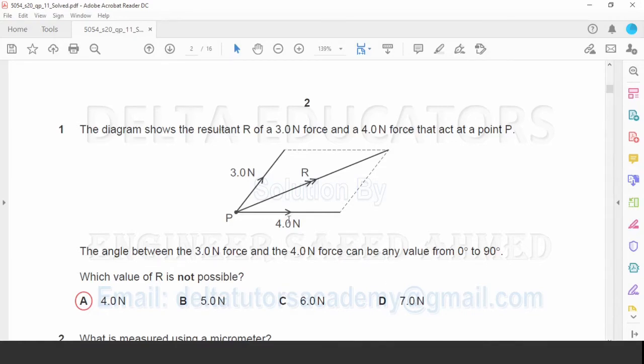Here we have two forces. One is 4 Newton, second is 3 Newton. So the resultant of these two forces should be more than 4 Newton. So here the resultant R should be more than 4 Newton. It cannot be equal to 4 Newton or less than 4 Newton. So here it is given in option A 4 Newton. So our correct option is option A. This resultant may be 5 or 6 or 7, but it cannot be 4 Newton. So our correct option, option A.